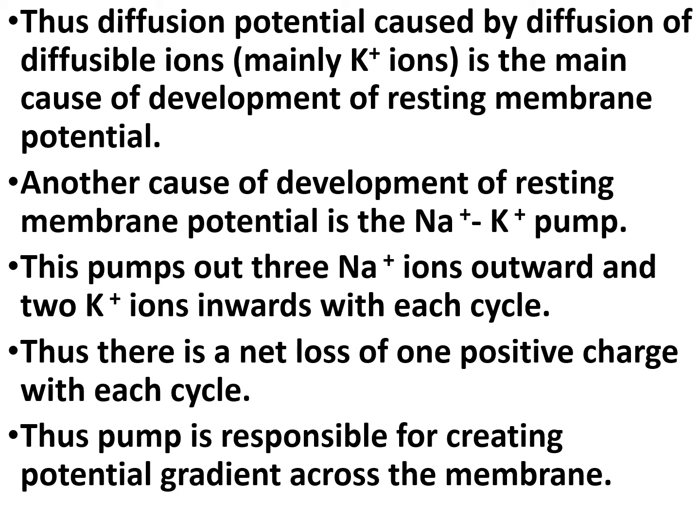Another cause of the development of the resting membrane potential is the sodium potassium pump. This pumps 3 sodium ions outward and 2 potassium ions inward with each cycle. So there is a net loss of 1 positive charge with each cycle, and so the sodium potassium pump is also responsible for creating a potential gradient across the membrane.